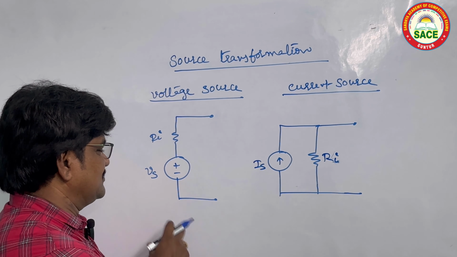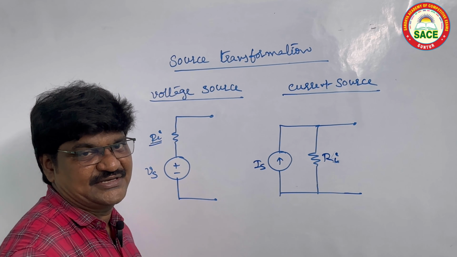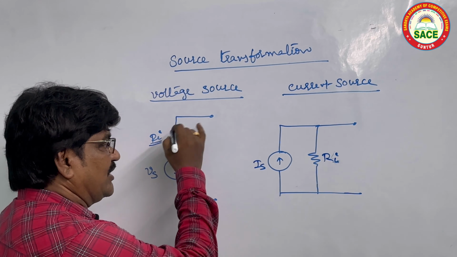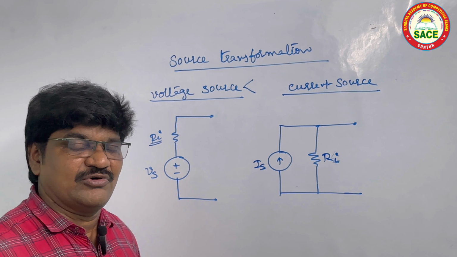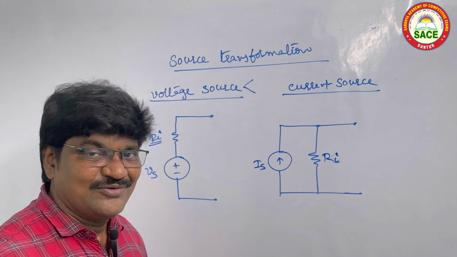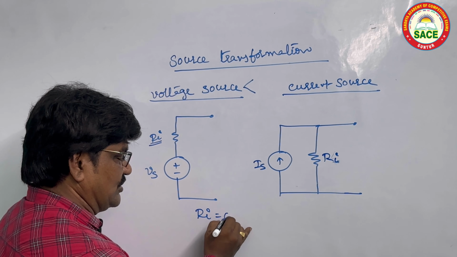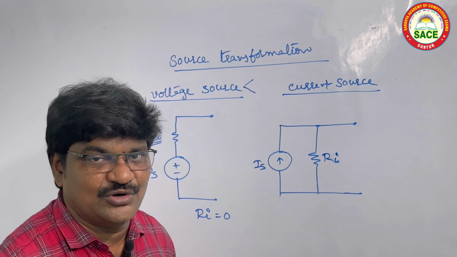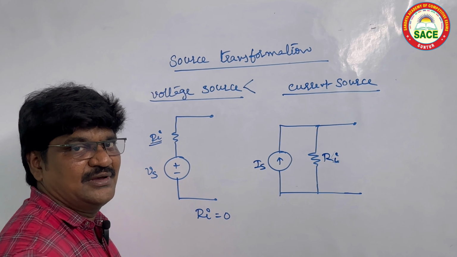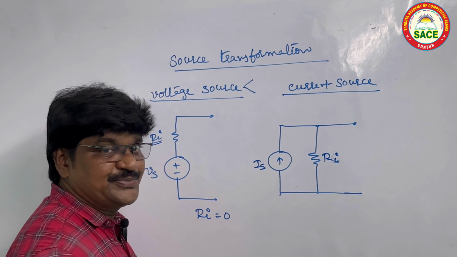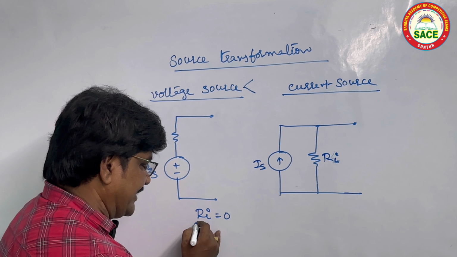For voltage source, the internal resistance is connected in series with the voltage. Now, the voltage source is of two types. One is called ideal voltage source and one more is called practical voltage source. What is the meaning of ideal voltage source? The internal resistance is equal to 0. So, internal resistance 0 means the output we are getting is Vs, which means for an ideal voltage source the input will be equal to output. That is called ideal voltage source. So, Ri is equal to 0.